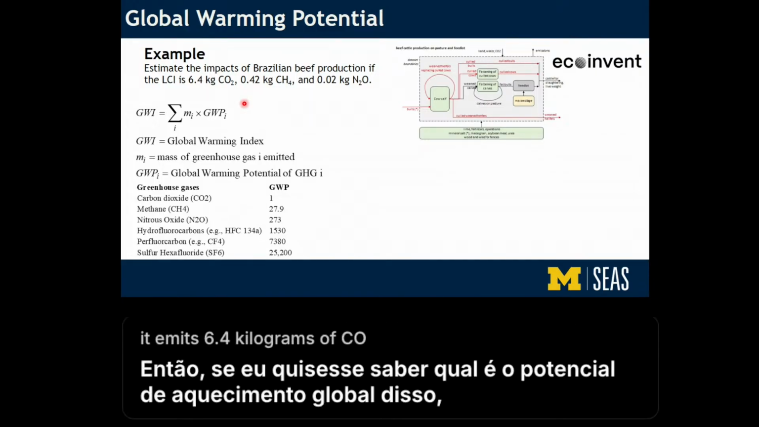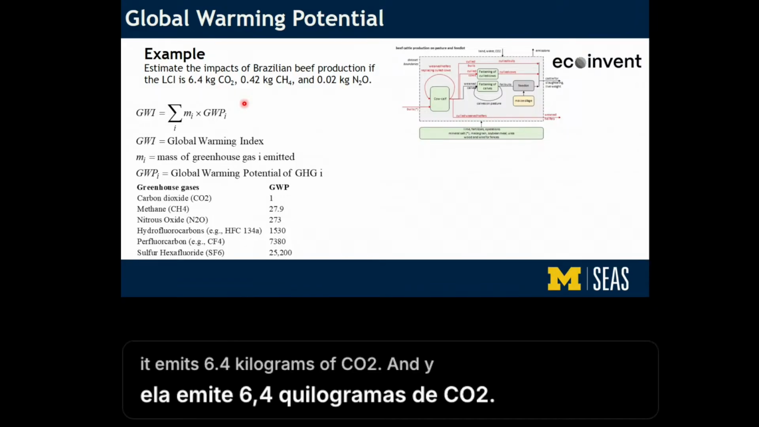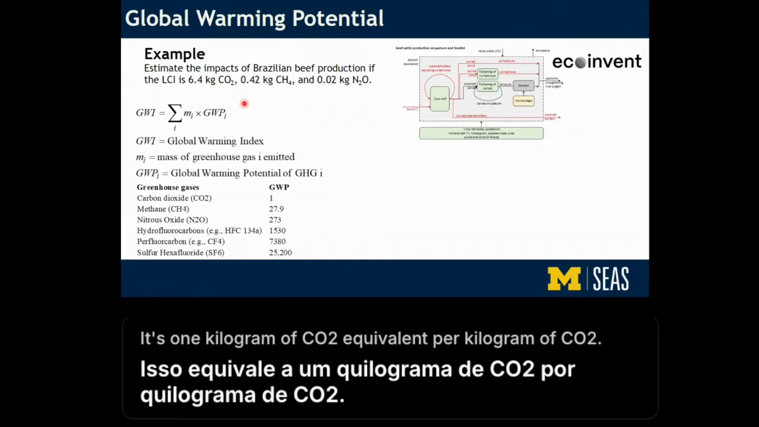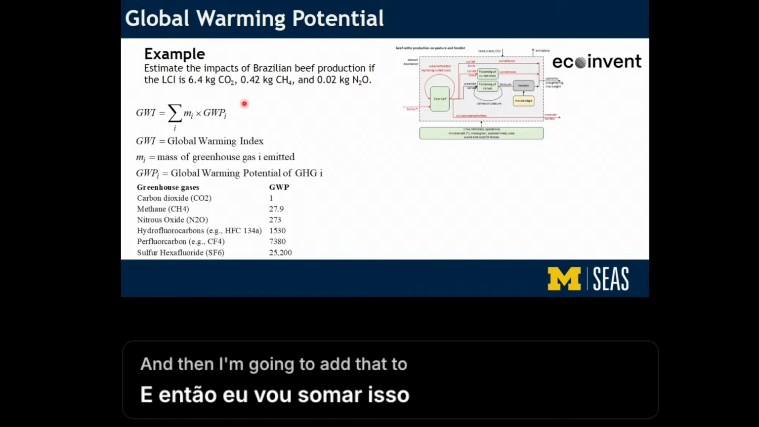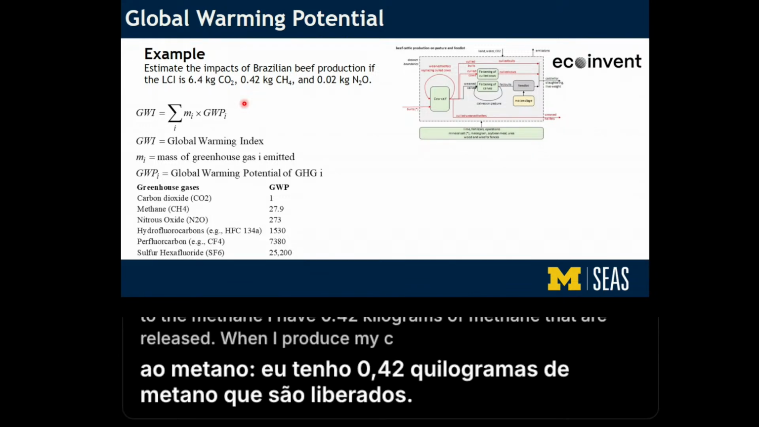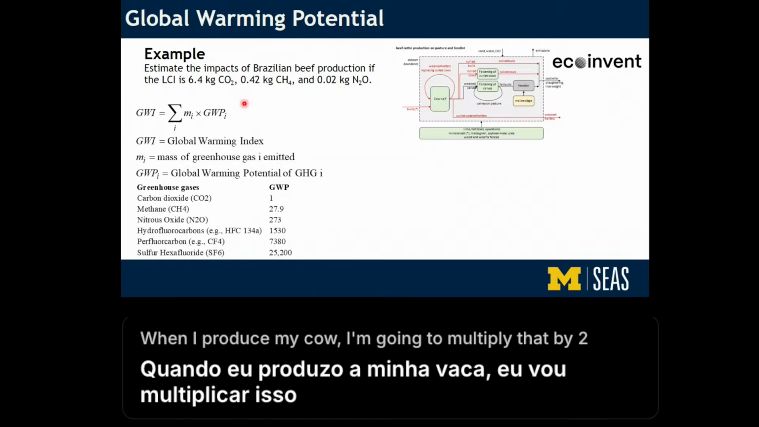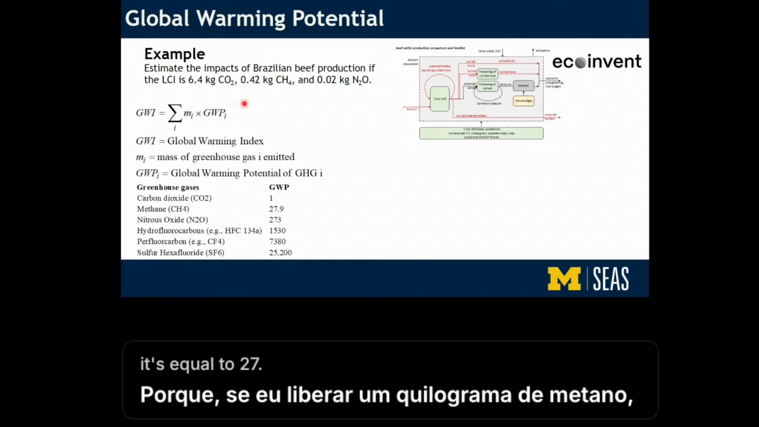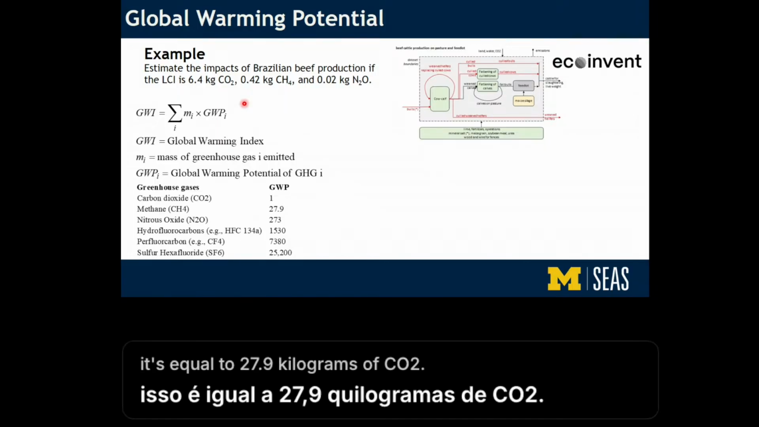And you're going to multiply by the global warming potential, which is that little chart there. It's 1 kilogram of CO2 equivalent per kilogram of CO2. And then I'm going to add that to the methane. I have 0.42 kilograms of methane that are released when I produce my cow. I'm going to multiply that by 27.9, because if I release 1 kilogram of methane, it's equal to 27.9 kilograms of CO2. And then the last thing, you do the same thing with nitrous oxide.